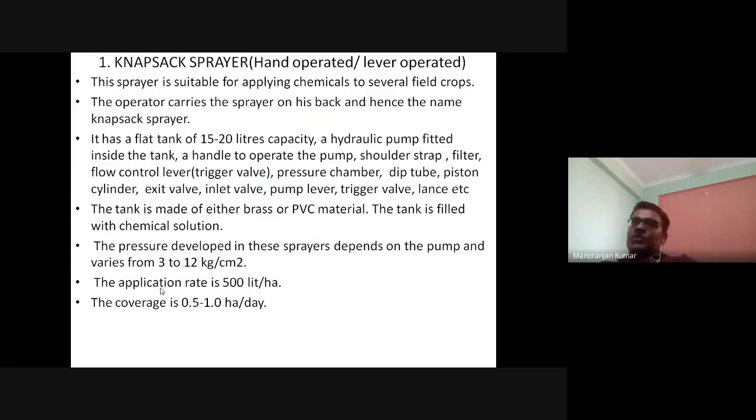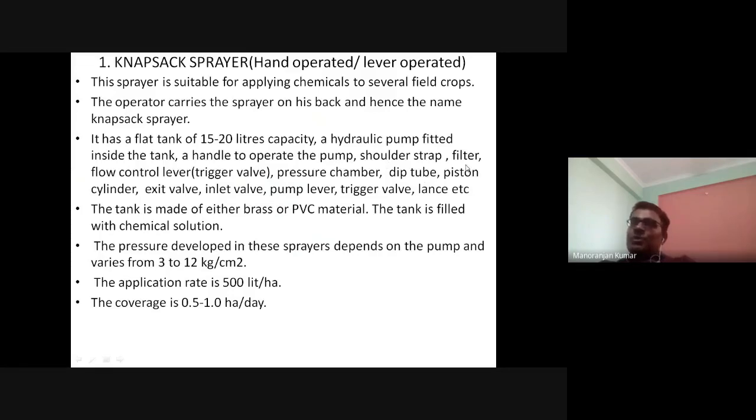If you talk about the construction of this knapsack sprayer, then you can say that it has a flat tank of capacity 15 to 20 liters. In this sprayer, a hydraulic pump is fitted inside the tank. A handle to operate the pump. Shoulder strap, so you can carry it on your back.